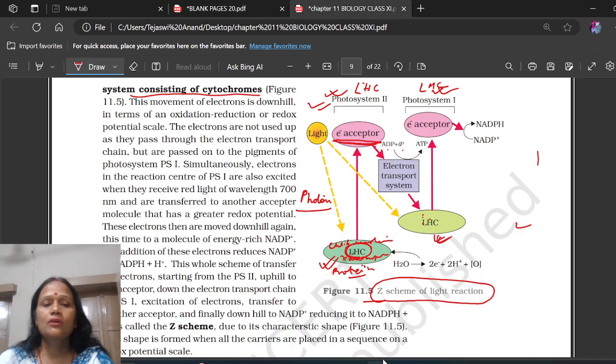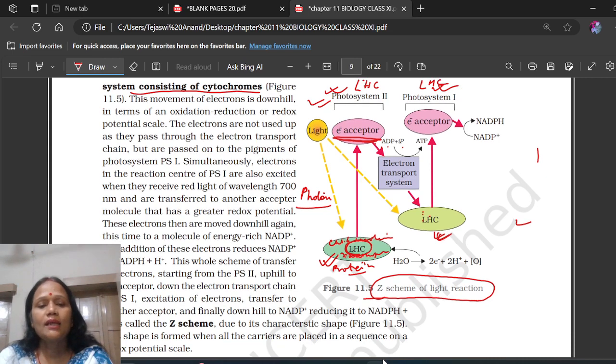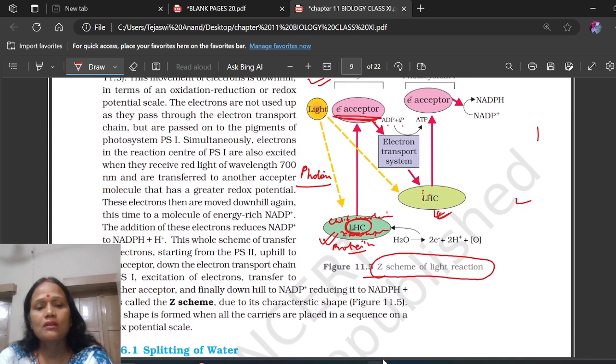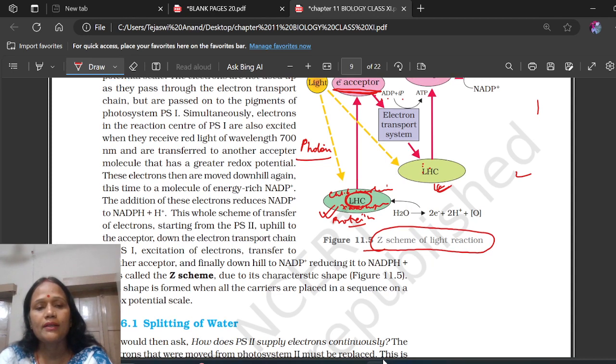Now we come to the book. Very well. If you find everything, then the same thing that I had discussed there, we will find here. This whole scheme of the transfer of electrons starting from PS2 uphill to the acceptor, uphill ऊपर जा रहा है acceptor, फिर down the electron transport chain, फिर down हो रहा है electron transport chain के through to the PS1.